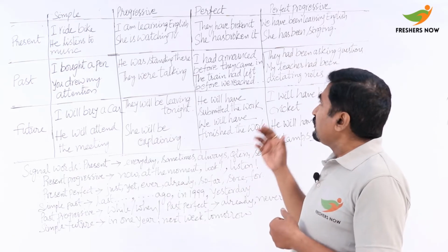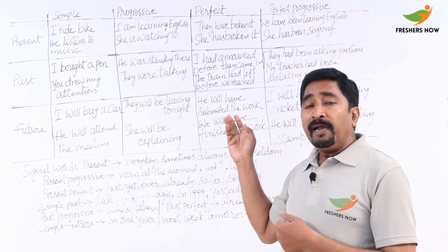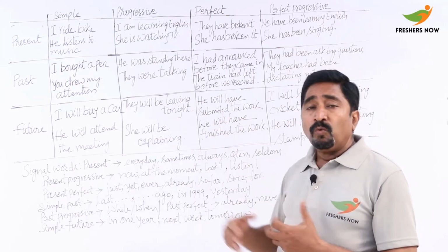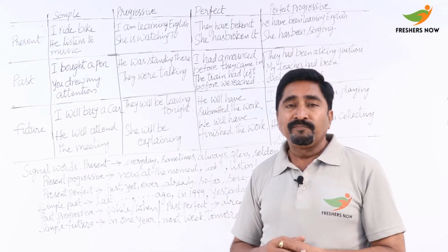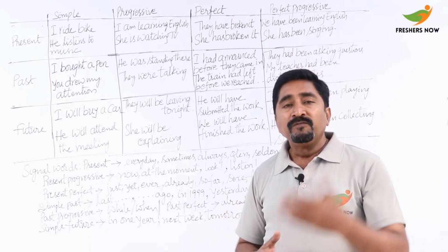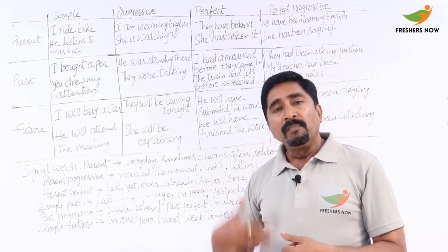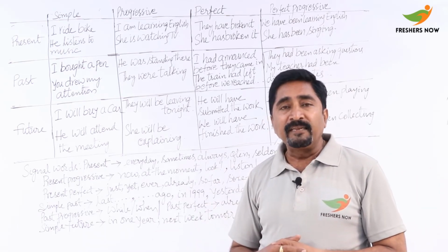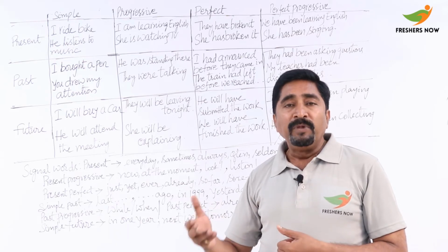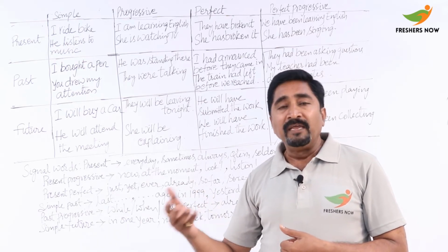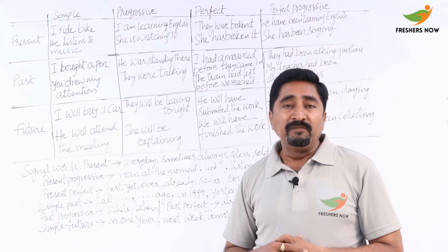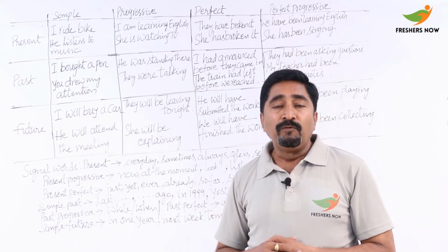Now let's see the other one. The train had left before we reached the station. It's very clear. So the first one is that the train had left the station, and our reaching there is the second activity, and so the main verb reach is in simple past tense, that is using the second form of the verb.